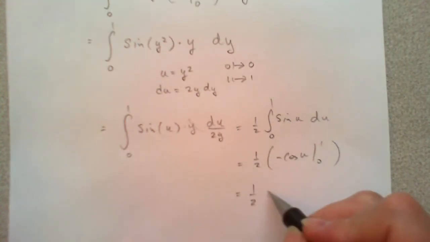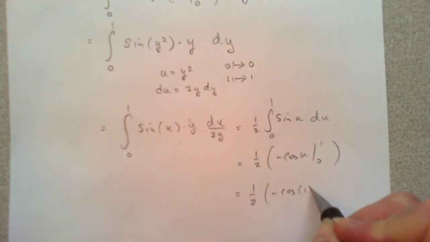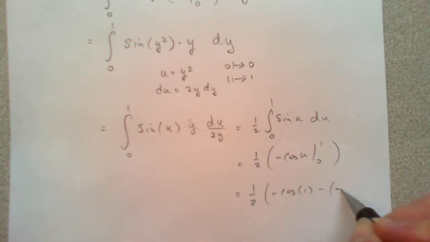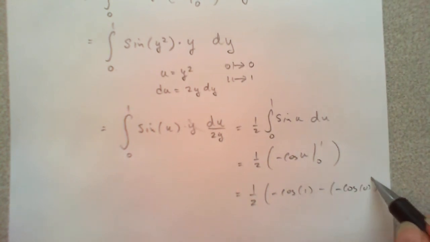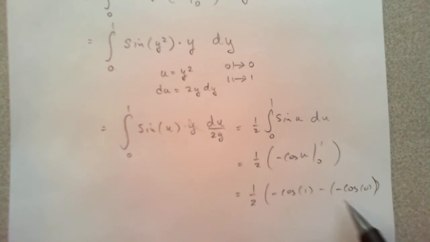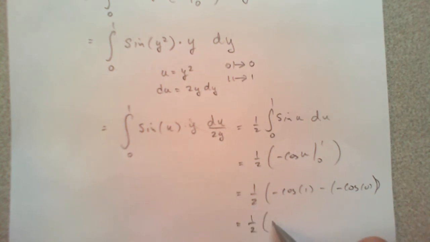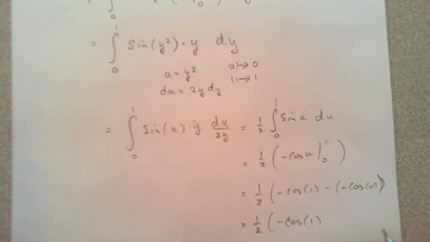Then it's 1/2 times negative cosine of 1 minus negative cosine of 0. And cosine of 0 is 1. Those double negatives cancel out. So the end answer is 1/2 times, and cosine of 1 is just some irrational number, you just leave it like that, plus 1.